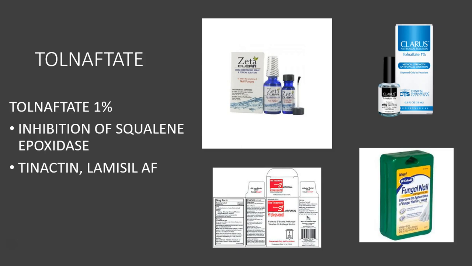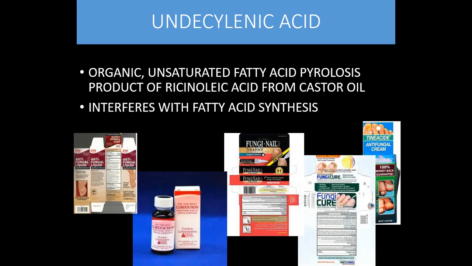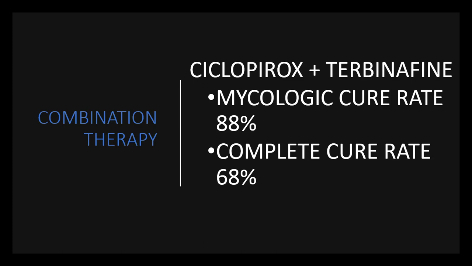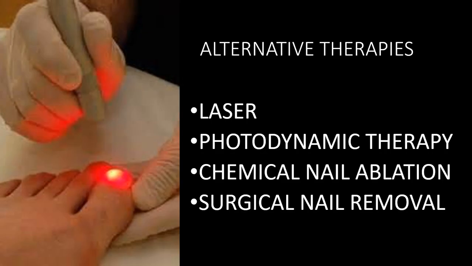Topical tolnaftate has been advocated as a 1% agent, and this is available in a variety of over-the-counter products. Undecylenic acid is available in a variety of topicals. Again, both are primarily over-the-counter agents, and some patients will respond to that. Ciclopirox and terbinafine in combination therapy have been shown to have a complete cure rate of 68% and a mycologic cure rate of 88%. So this combination can be helpful.